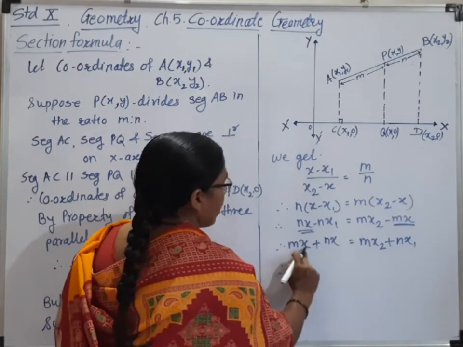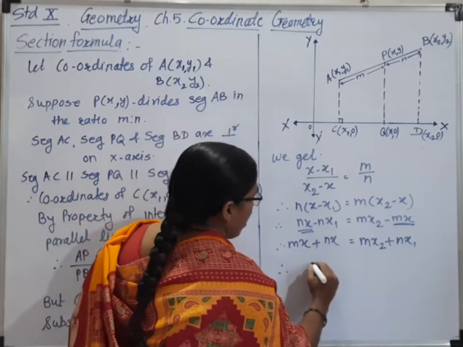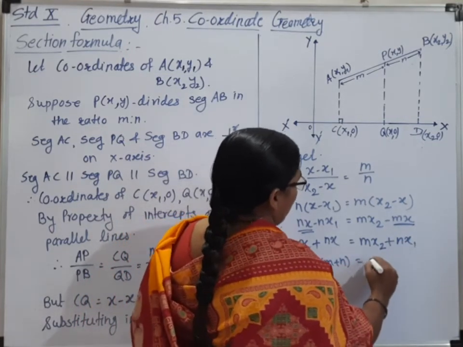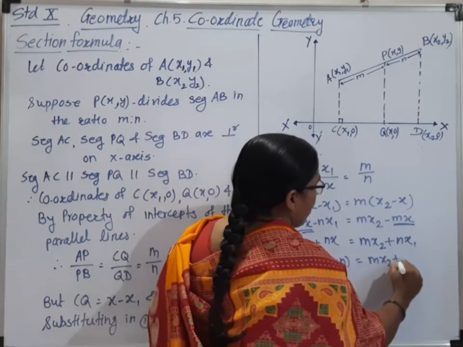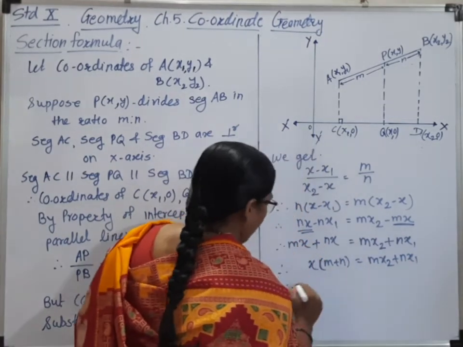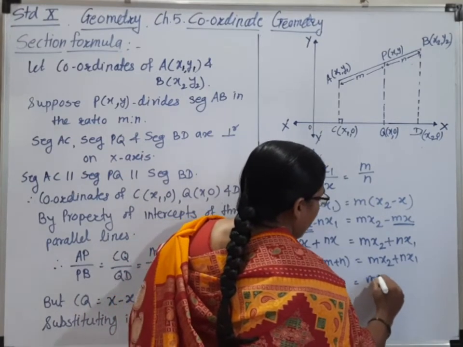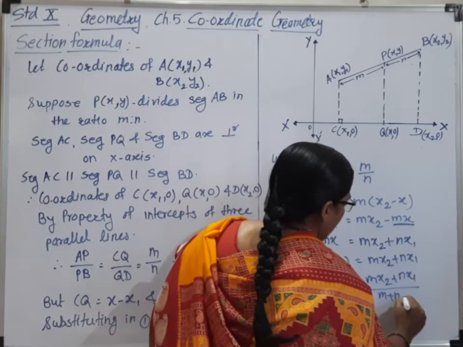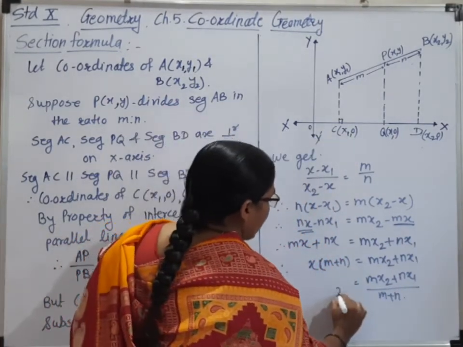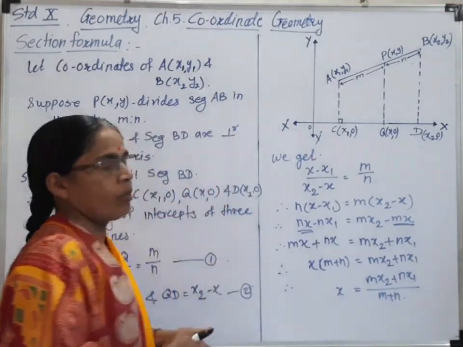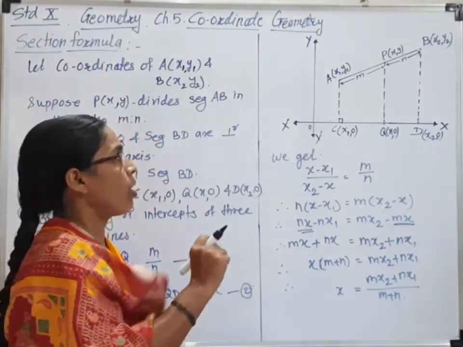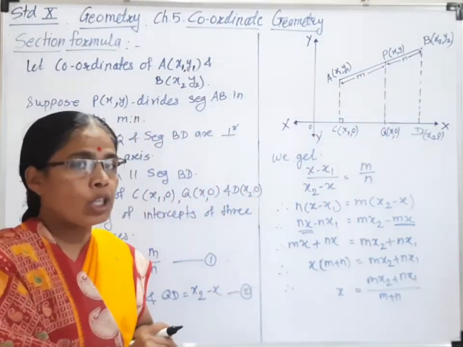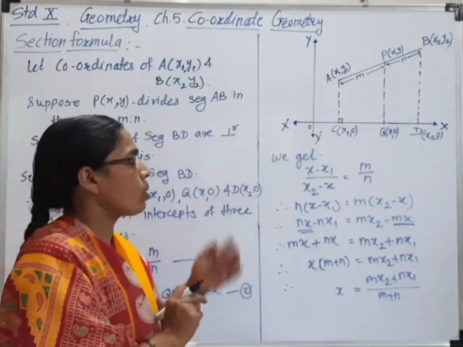Therefore, now we can take x common. So x into the bracket M plus N is equal to Mx2 plus Nx1, and therefore x is equal to Mx2 plus Nx1 upon M plus N. In this way we can find the value of x, the x coordinate of this point P, which divides this segment in the ratio M is to N.